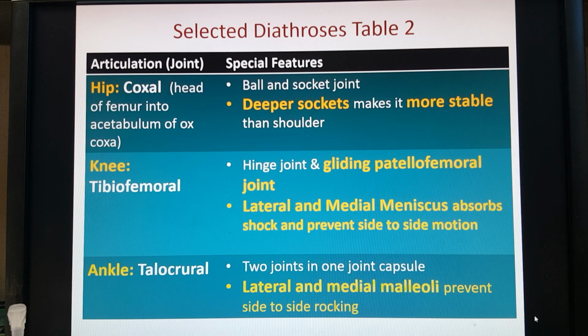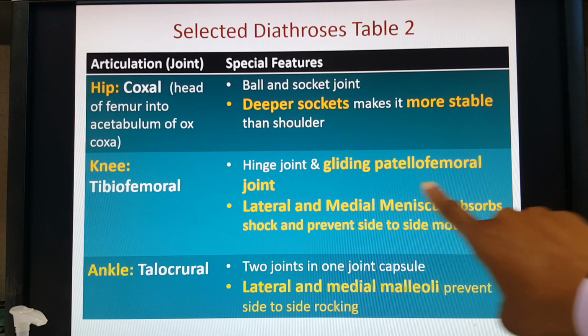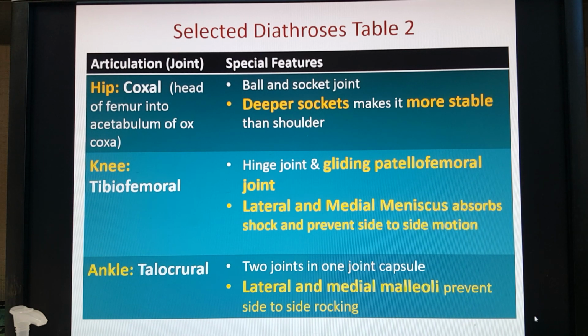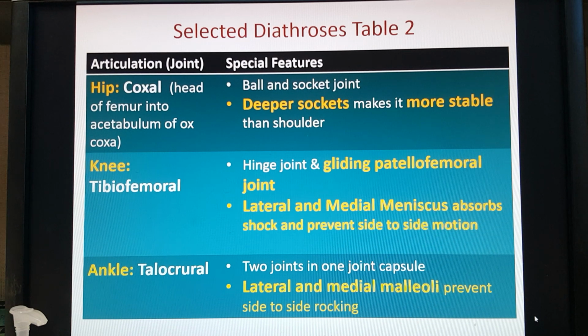Next joint, the knee, the tibiofemoral joint, so between your tibia and your femur. So this is a hinge joint. It also includes a gliding joint, a plane joint, between the patella, your kneecap bone, and your femur. A unique feature of this is that it has those meniscus fibrocartilage plates in there, the lateral one on the outside and the medial one on the inside. So it absorbs shock, as when you jump on top of something, and it also prevents side-to-side motion.